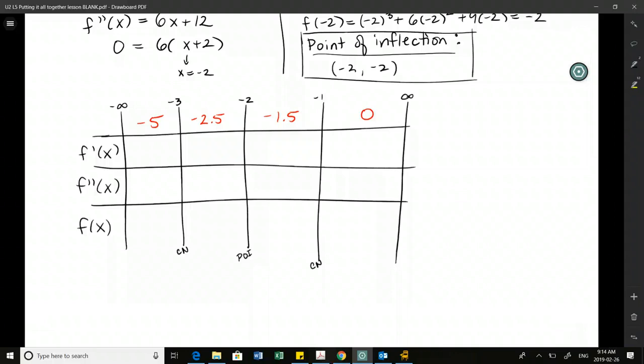Okay, so for this column, we're plugging these test values into the first derivative. For this column, we're plugging them into the second derivative, and I'm interested again in just positive or negative, okay? So we're gonna take a second to do that. Imagine that you're plugging them in. So here, negative times negative, I think we get positive, negative. This one gives us negative. This one gives us positive.